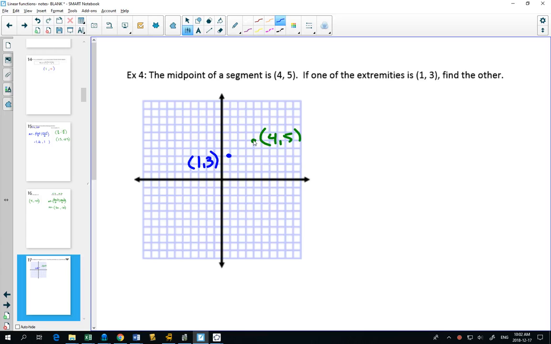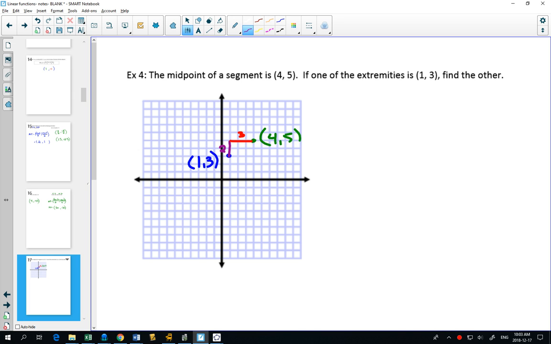No, 4, 5 is the midpoint. Oh, so you times it by 2 and then subtract the 1, 3. Okay, so you're sort of thinking about using the formula? Okay. So you're saying if I look at going from this point to this point, I've gone up 2 and over 3, right? Does that make sense? That's the difference between the points.